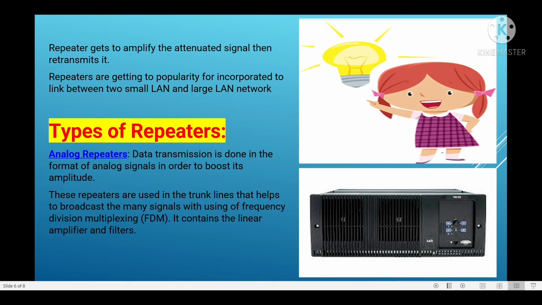Basically there are certain types of repeaters. One type is analog repeaters. Analog repeaters do data transmission in the form of analog signals, and we use them to boost the amplitude of the signal. These repeaters are usually trunk lines that help broadcast many signals with the use of frequency division multiplexing. They can contain linear amplifiers and filters. As we can see in the diagram, a repeater generally looks like this physical device.